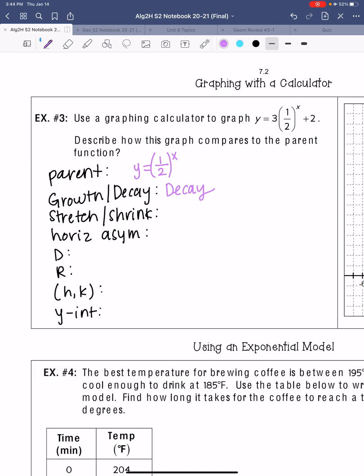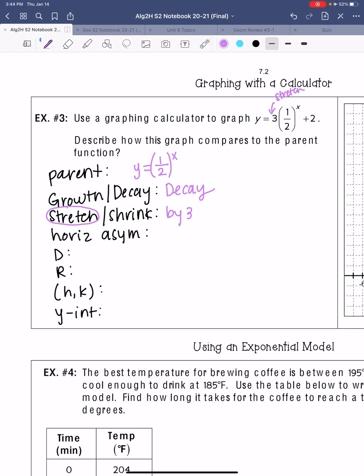Okay, now I want to know, does it stretch or does it shrink? So this guy stretches. And what does it stretch by? It stretches by 3. This right here is my stretch.